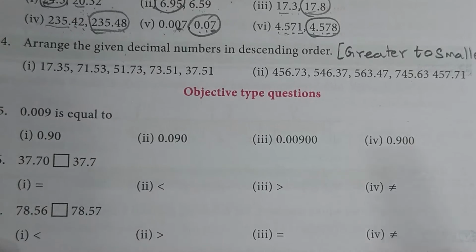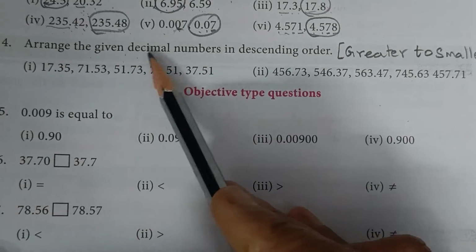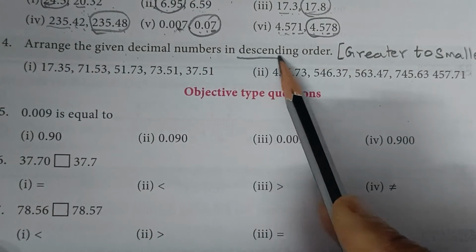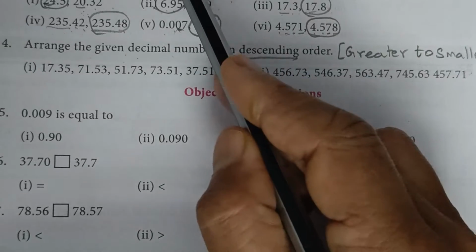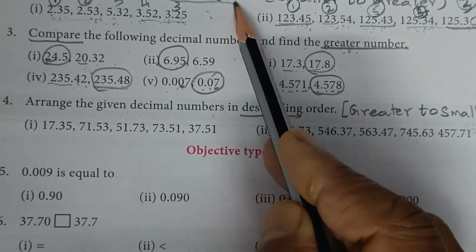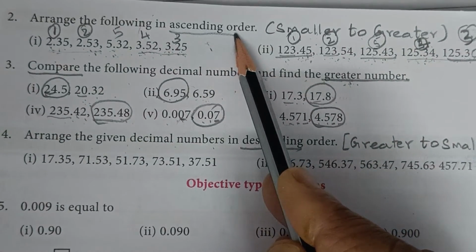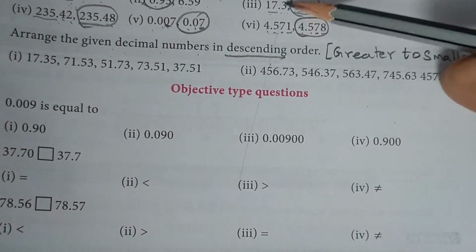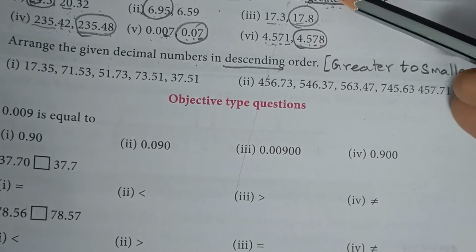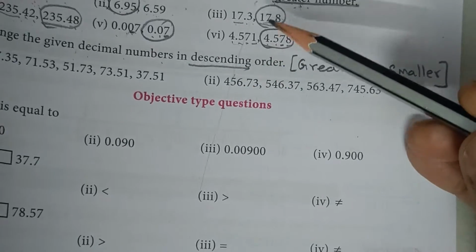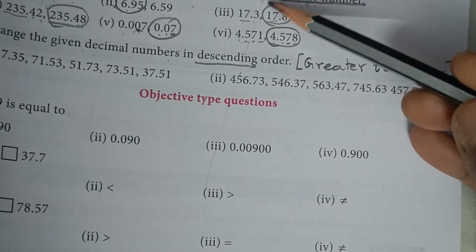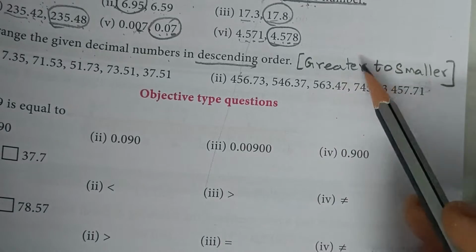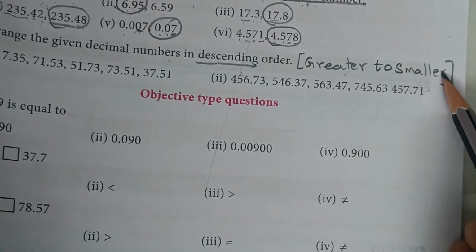Now look at the next one. Arrange the given decimal numbers in descending order. What is this? Ascending is smaller to greater. Now what is descending? Coming down the steps, going up the steps. First step to 10th step is ascending. Descending is coming down the steps from 10th step to first step. So it is greater to smaller.